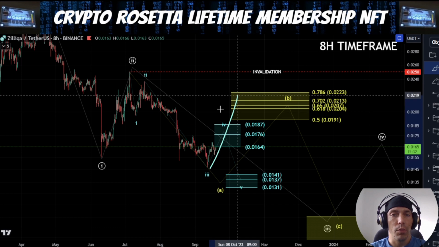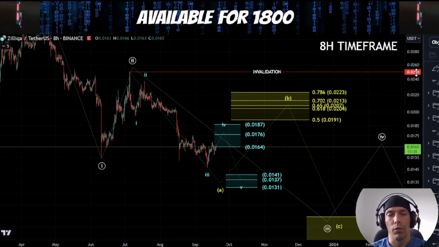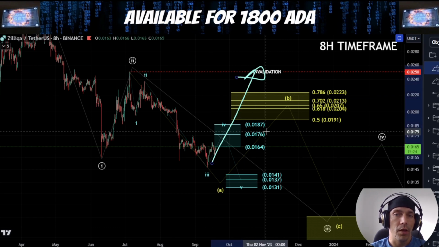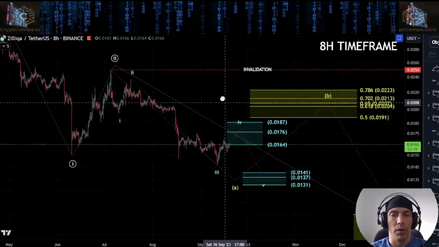Now the key difference between these two counts is the other diagonal would actually say we completed into this low, in which case we'd be looking for a break of this invalidation point here of this 0250. So if we do see price action move to the upside here and move up above this point, this would align with this potentially looking to complete into this low.